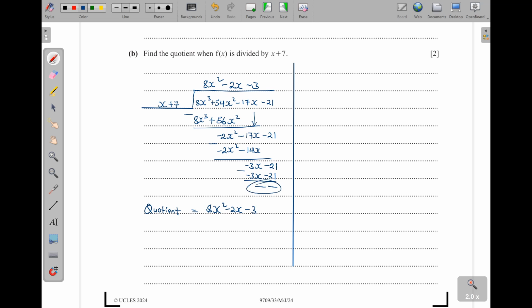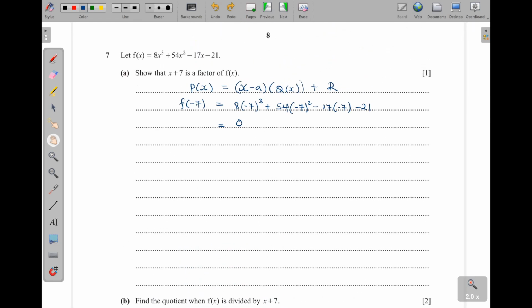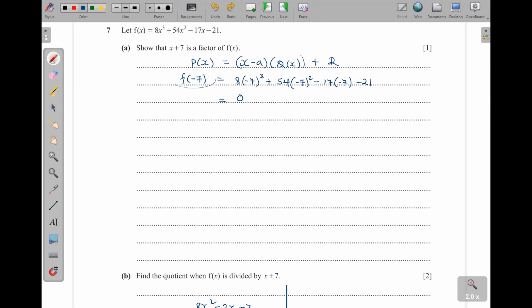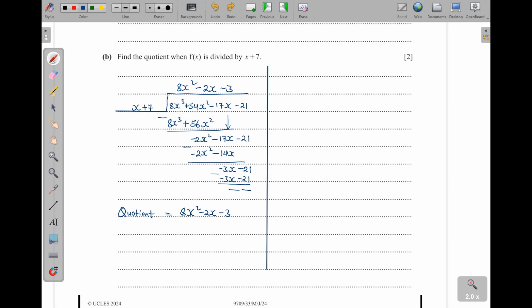Now, do you see that the remainder is 0 here? It's the same thing that we got when we substituted x equal to negative 7. So what you get after substituting is the remainder. Alternatively, this is what you can also do.